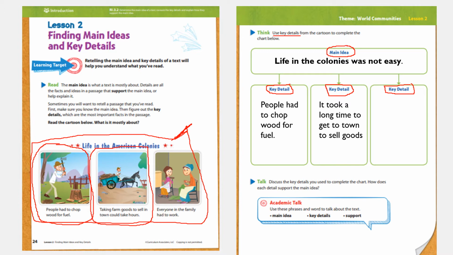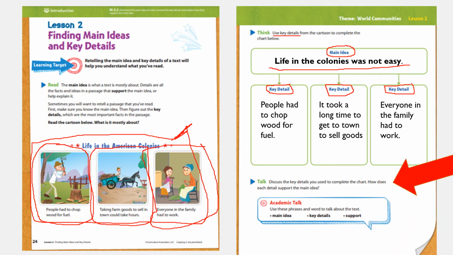And then my third key detail is going to come from this third picture, where I see this lady and a little girl working. And I'm thinking that everyone in the family had to work. Because again, that tells us more about how life in the colonies was not easy. In order to make life go on, everybody had to do their part. So we filled out this chart.